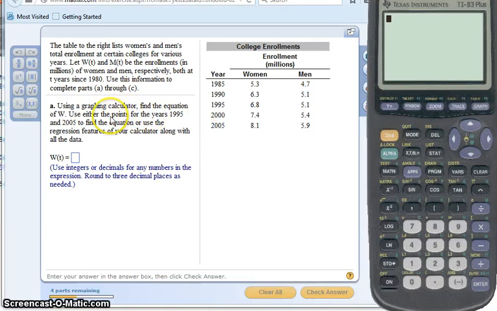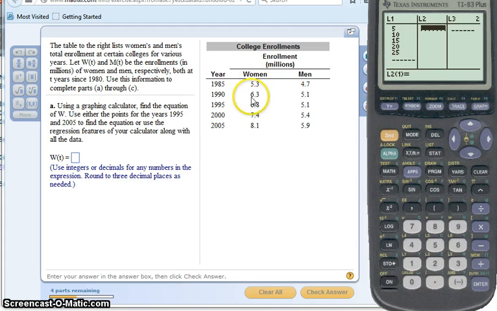Okay, so it's asking you to find an equation for women. So you're going to type in your data. You're going to go stat, edit. And notice it's years since 1980, so 1985 would be year 5. So that's 5, 10, 15, 20, and 25. And then you type in the data for women.